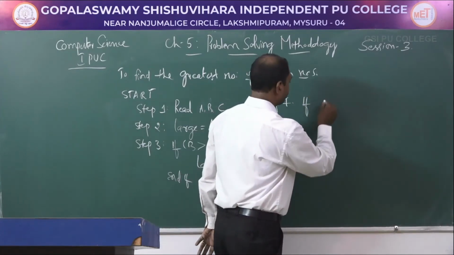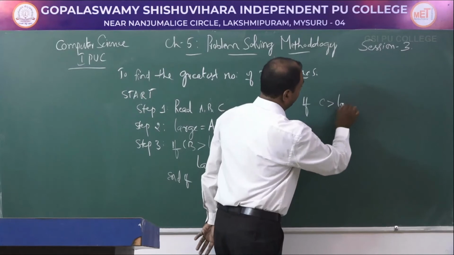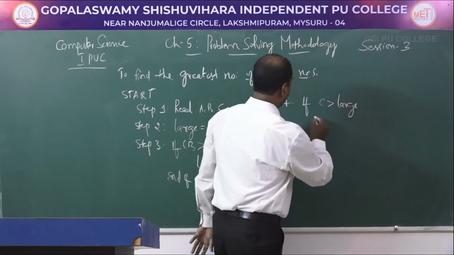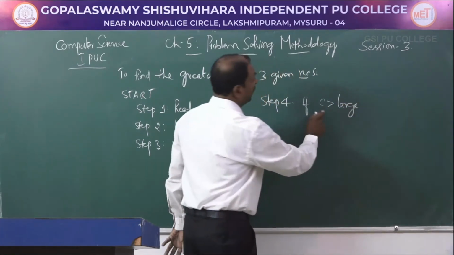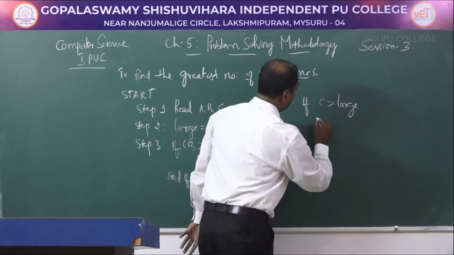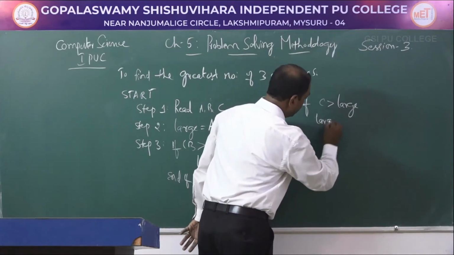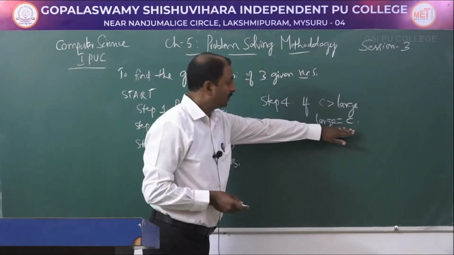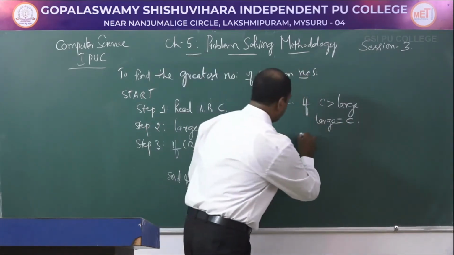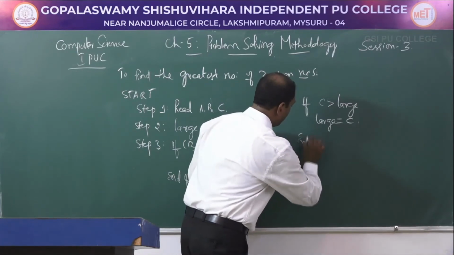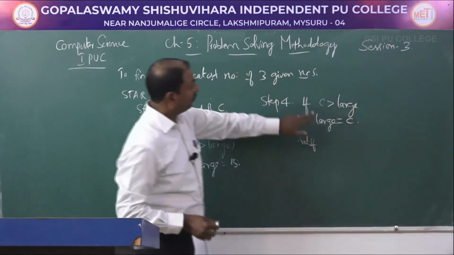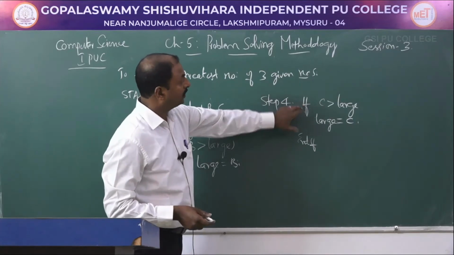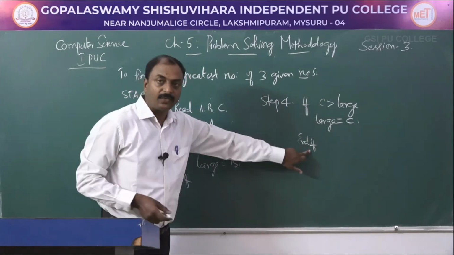If C is greater than large. This is a condition. If it is true, then we have to say that large equals C. Large equals C. So again, end if. The meaning is that we have started if and we have closed this statement. That is the meaning of end if here.